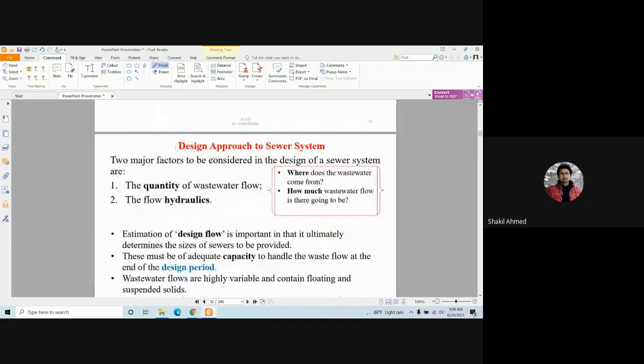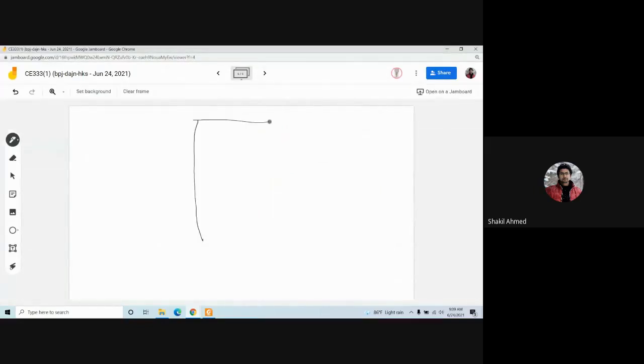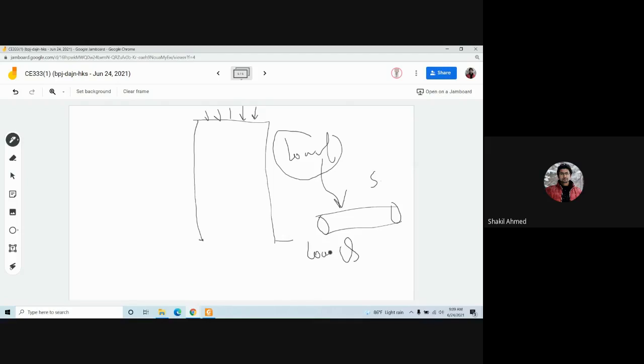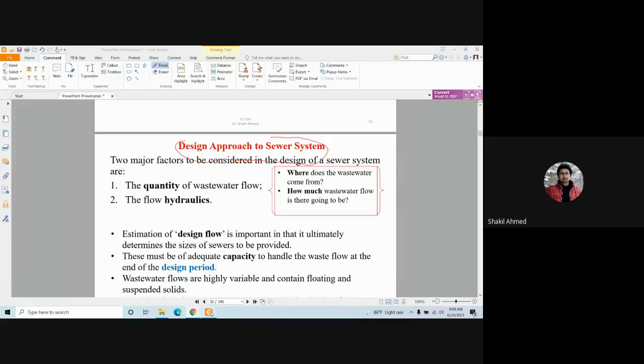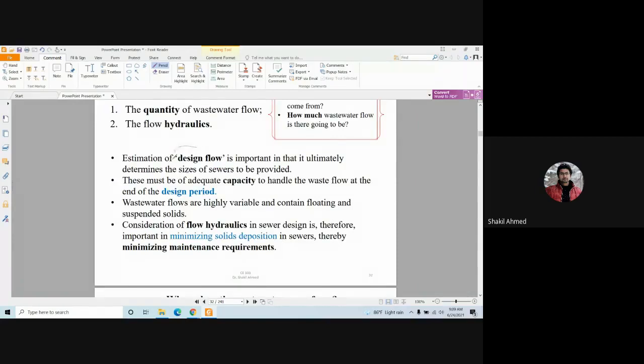Now, to design a sanitary sewer system, first of all, what do you need to know? If I look at the design of a building, first of all you need to know how much load is coming to the building. Similarly, in the design of a sanitary sewer system, you need to know how much load is coming. And the load in a sewer is basically the sewage, the wastewater flow, Q, that is the load. So you need to know the design flow.